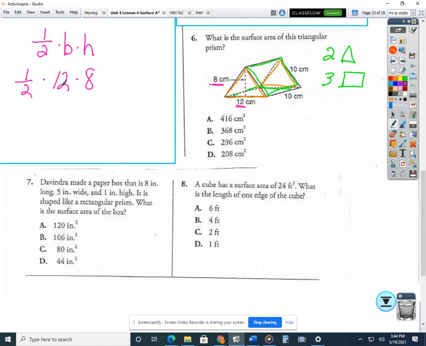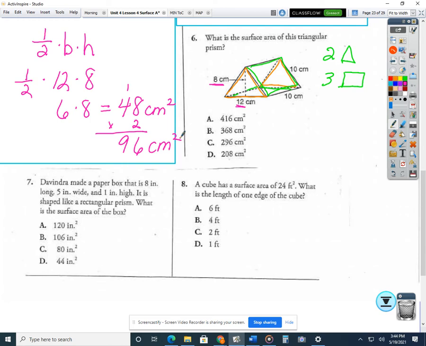Well, I know 1/2 times 12 is like dividing by 2. So 1/2 times 12 will be 6, and then 6 times 8 is going to give me 48 centimeters squared as the area of my triangle. Now that's just one triangle, so I need to multiply that times 2 for both of my triangles. So that's going to leave me with 96 centimeters squared for just my two triangles.